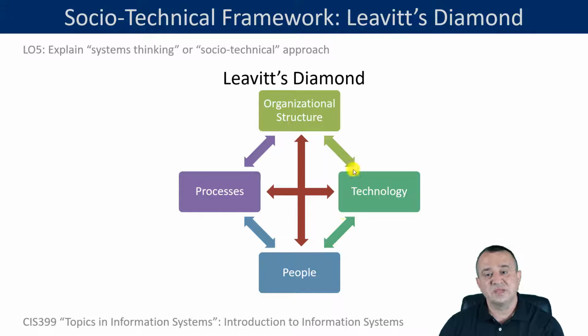So if you want to be successful in integrating technology within an organization, you cannot just focus on technology alone. You need to make sure that this technology is compatible with business processes. You need to make sure that people know how to use this technology, and you also need to make sure that technology is well suited for the given organizational structure.